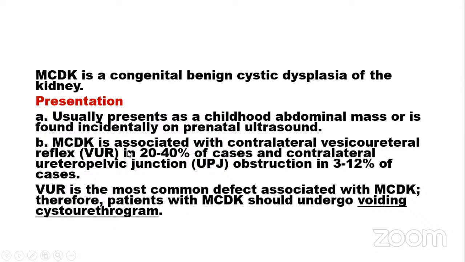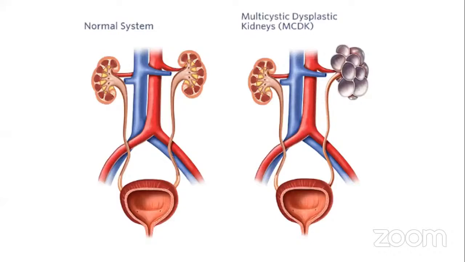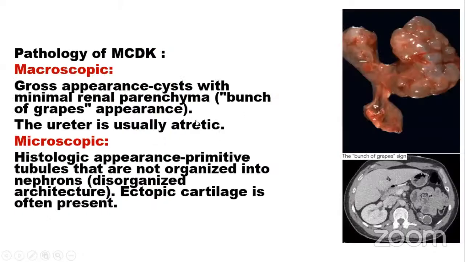We will do this because of the possibility of reflux in patients with multicystic dysplastic kidney. This is a normal urinary system with kidneys, and this is a multicystic dysplastic kidney in this case here. Pathology of multicystic dysplastic kidney: grossly it appears as cysts with minimal renal parenchyma. It is known as a bunch of grapes. As you see here, this is the bunch of grapes sign in a patient with MCDK, and the ureter is usually atretic.